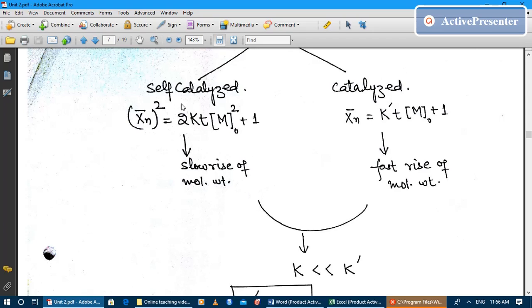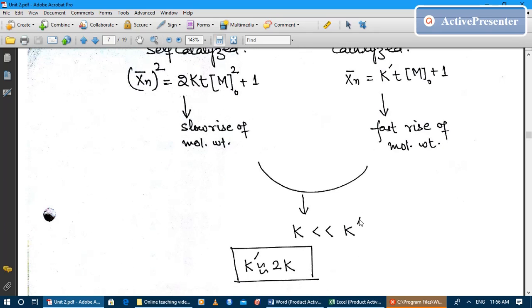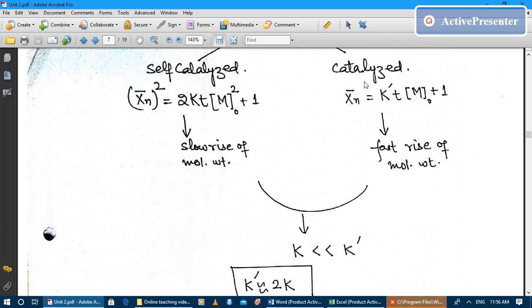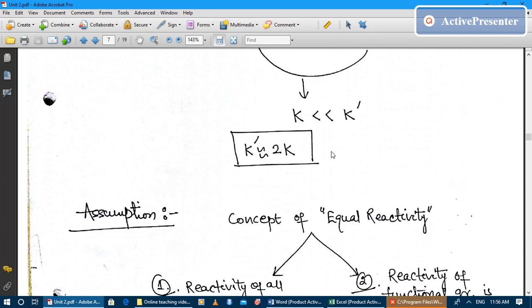And here if we compare the rate constant capital K of self-catalyzed polymerization reaction with the K dash constant of externally added catalyst, K dash is much larger than K, and usually it is as high as double of K. So the externally catalyzed polymerization reactions are much faster in terms of molecular weight buildup.